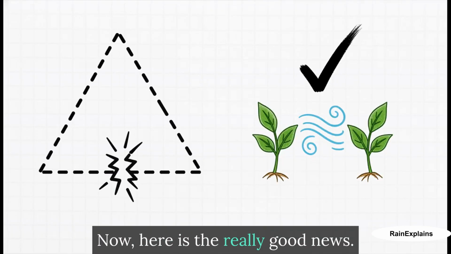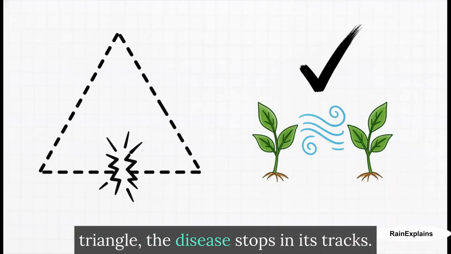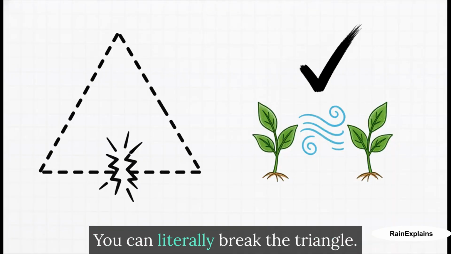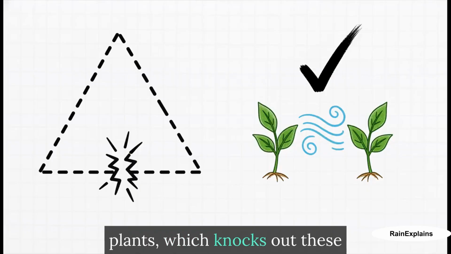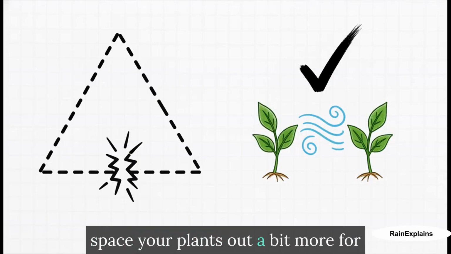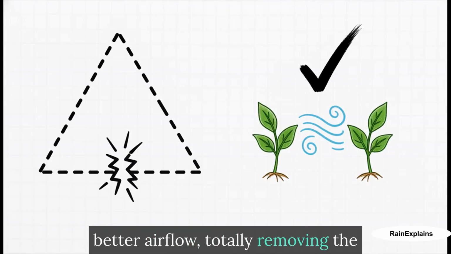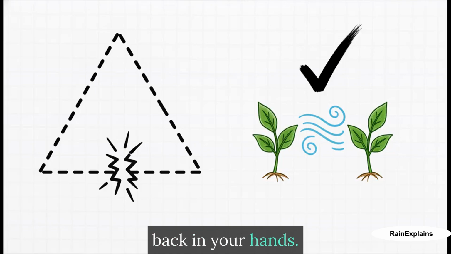Now here is the really good news. If you remove just one single side of this triangle, the disease stops in its tracks. You can literally break the triangle. You could swap in a disease-resistant plant, which knocks out the susceptible host leg. Or you could just space your plants out a bit more for better airflow, totally removing the favorable environment leg. It's all about putting the power right back in your hands.